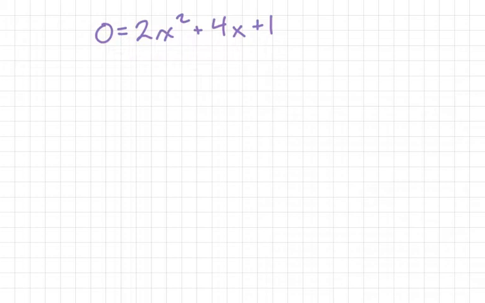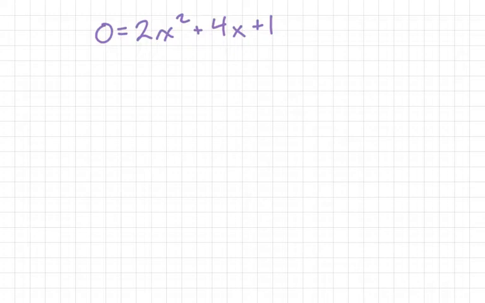If I have 0 is equal to 2x squared plus 4x plus 1, let's talk about this example. Now, it has a 2 in the front here. Actually, I have a 2 in the front here.